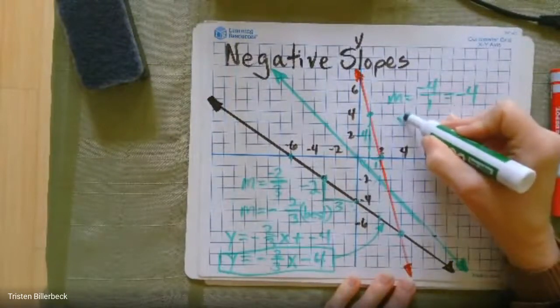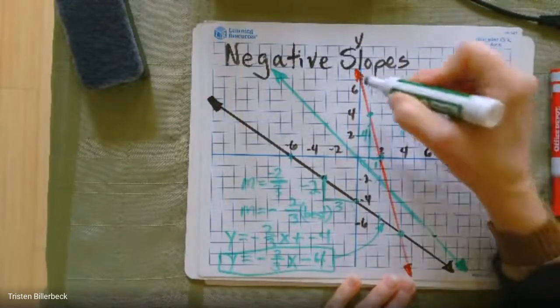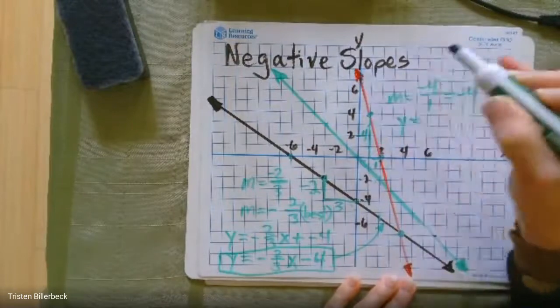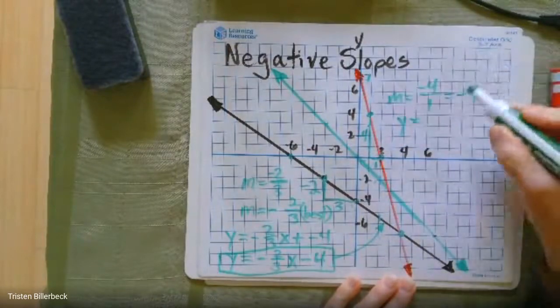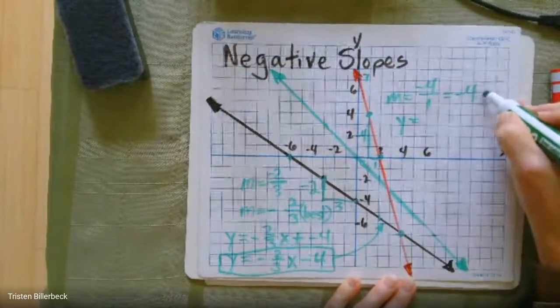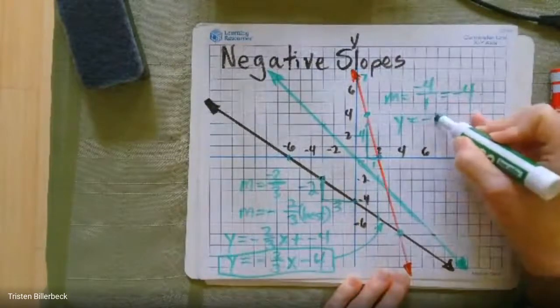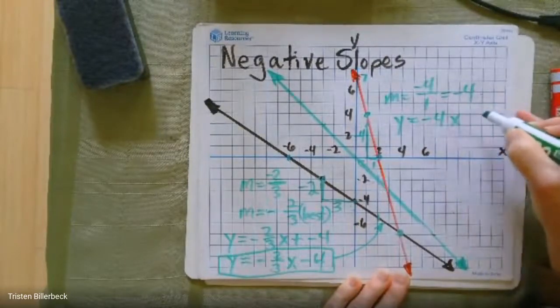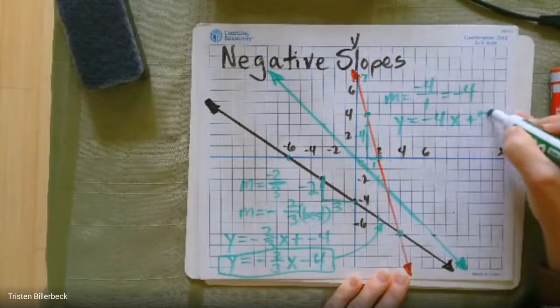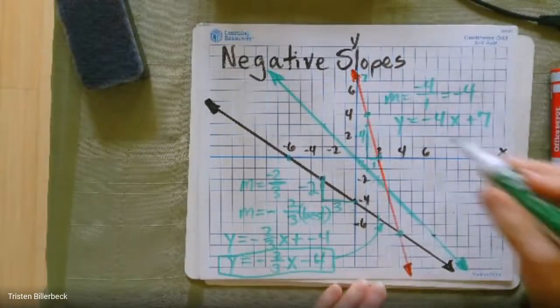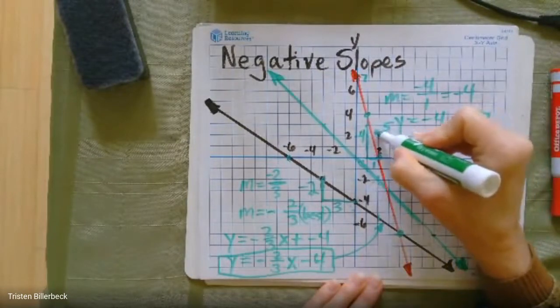So when we look at what is the equation for the line, how does it start? Well, it starts way up here at 7. And how it changes is -4, so we're going to write -4x and then plus 7. So that would be the equation of this line.